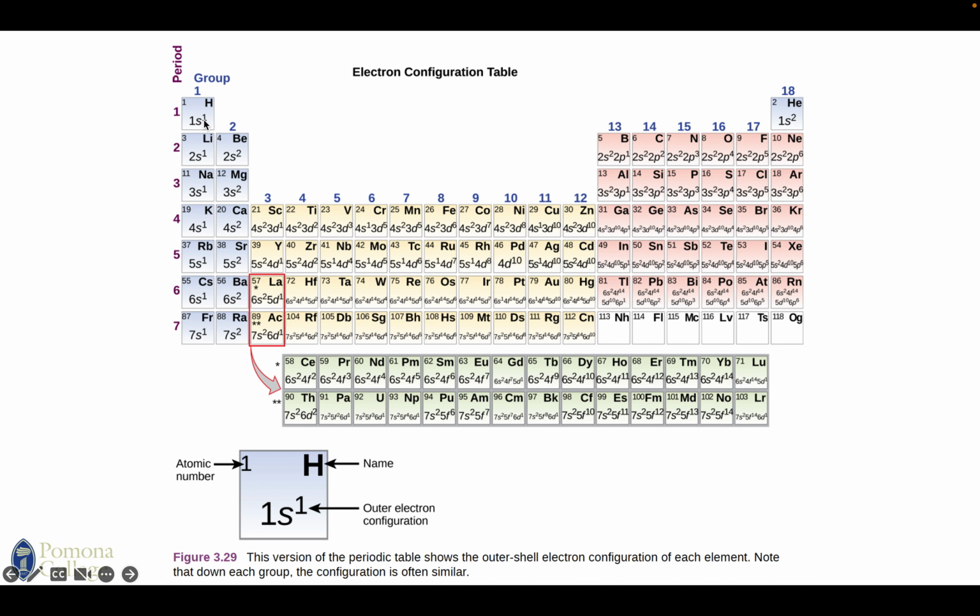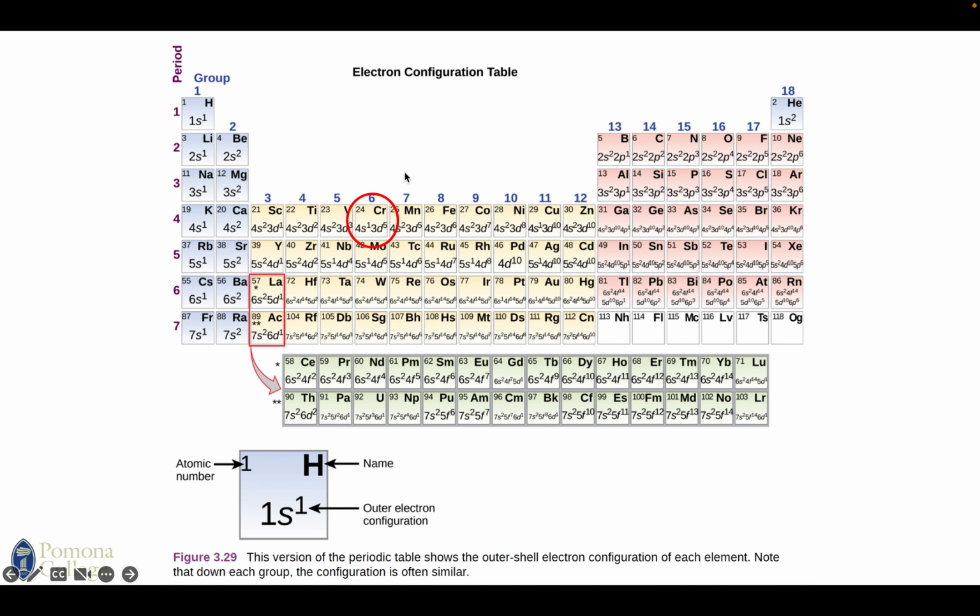So we have 1s1, the next one will be 1s2, next one 2s1, 2s2. What comes next? P subshell. So we get 2s2, 2p1, and so forth. So we can read the configurations, even if they're not written like they are here, we can read the configurations of the periodic table.